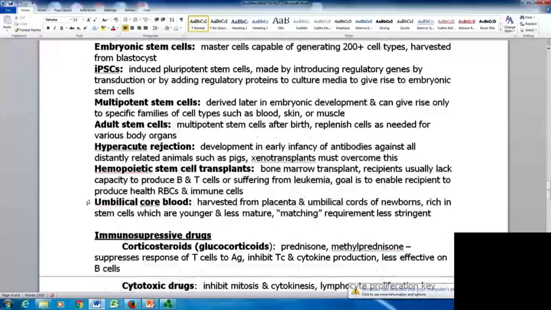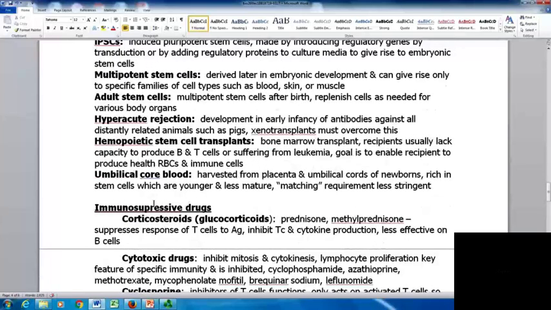When we look at hemopoietic stem cell transplants or bone marrow transplants, the recipients usually are going to lack the capacity to produce B or T cells, or they're suffering from leukemia. The goal of this type of transplant is to enable the patient to be able to produce their own healthy red blood cells and immune cells with the new tissue. So those do require very close matches.